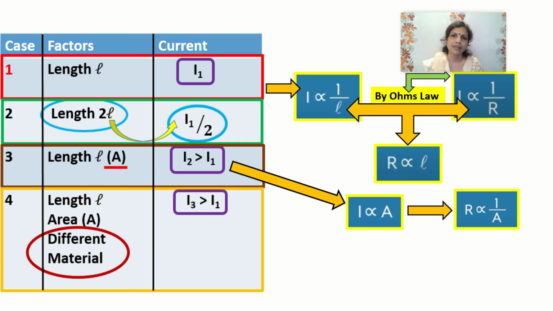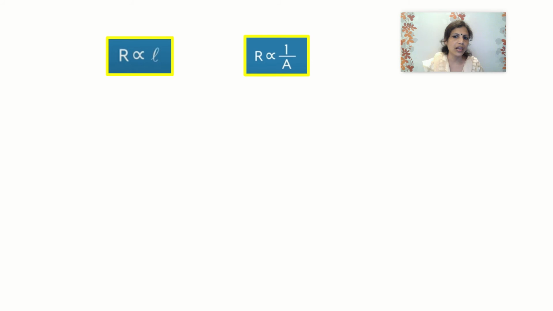So the resistance and area of cross section are inversely proportional to each other. Now based on this, we've got two equations: R is directly proportional to L and R is inversely proportional to area of cross section. From these two we can say that the resistance of the conductor is directly proportional to the length of the conductor, and it is inversely proportional to the area of cross section of the conductor.